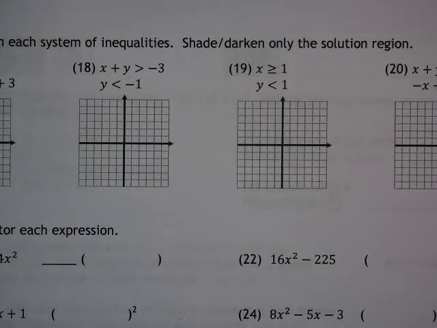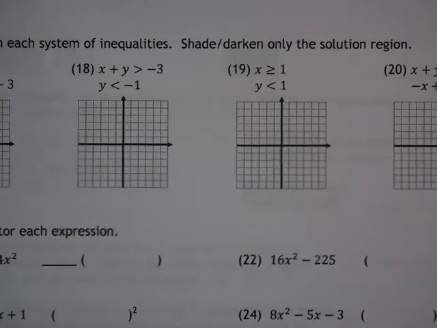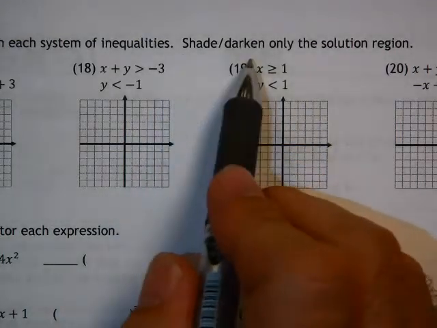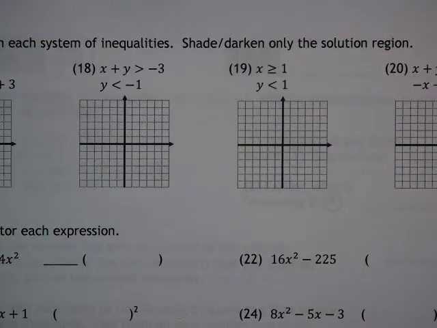Algebra 2 worksheet 3.2b, I'm on the back in the review section. And in this video I'm going to look at numbers 18 and 19, where we have to graph each system of inequalities. And it says in the directions to shade or darken only the solution region.